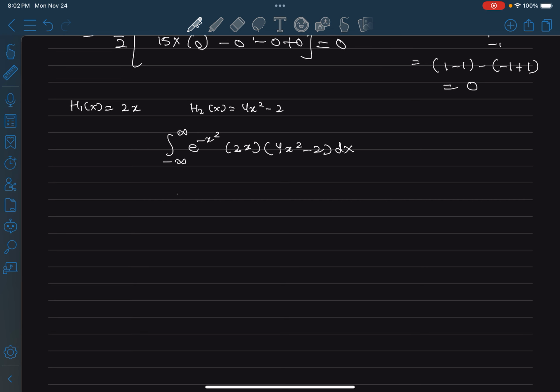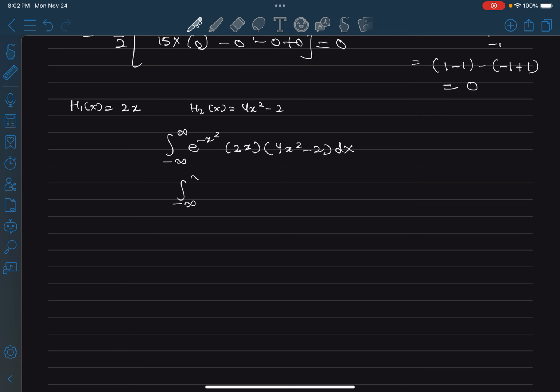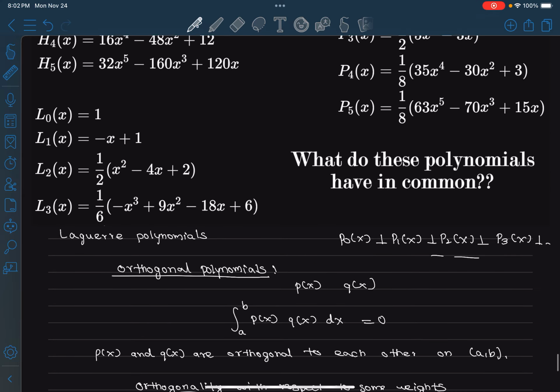Okay, let me make a substitution u equals x. First of all, wait, I noticed something. What I noticed is that this can be written as the integral of 8x cubed minus 4x dx. Now this is just an odd function, so this will just be 0. This was simple. Okay, let's take something else.